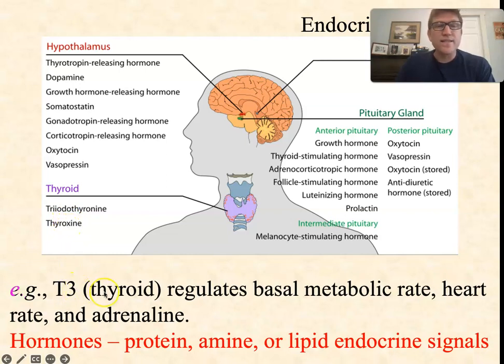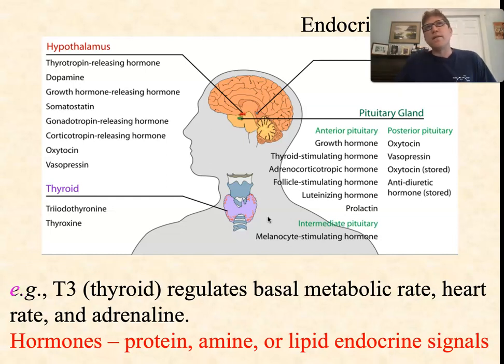So another example, T3, which is thyroid hormone 3. It regulates your basal metabolic rate, your heart rate, and your adrenaline. But it's coming from the thyroid up here, wrapped around your trachea. And then it regulates your heart rate, your basal metabolic rate, as well as your adrenaline that's being released, which is coming from your adrenal glands, which are attached to the kidneys. Adrenal, they're on top of the kidneys. So when we're talking about the endocrine system, we're talking about the signals moving a long distance, typically by way of the bloodstream.